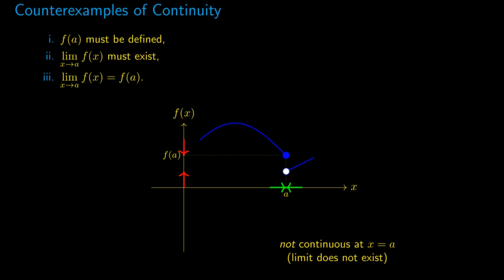So, as a reminder, if we have a function that does satisfy all three of these properties at a specific point x equals a, that function would be continuous at x equals a. And if we have a function that abides by all three of these properties at every a in its domain, we would say that that function is continuous.